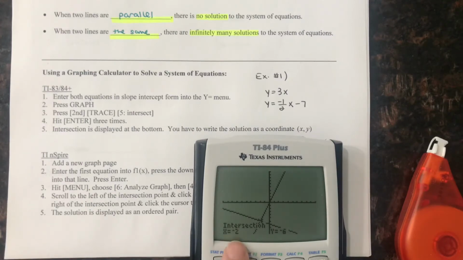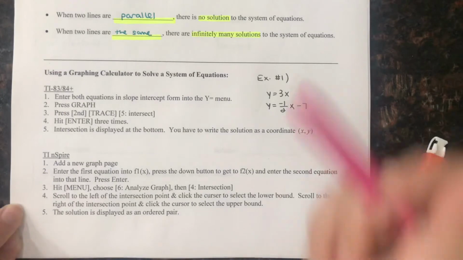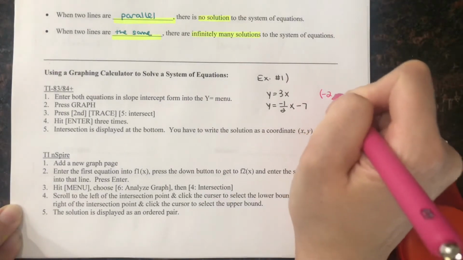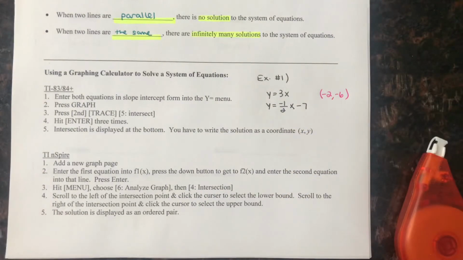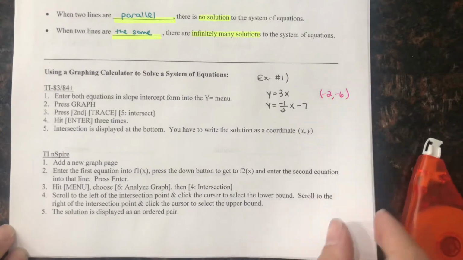And you'll notice that the intersection coordinate pops up right over here. So we have -2, -6. And if you look at the problem we did on the front, that was the solution. Okay, so if you are ever allowed to use a calculator, you should definitely use it to at least check your answer to see that you did it right. Okay? All right, let's flip to the next page.